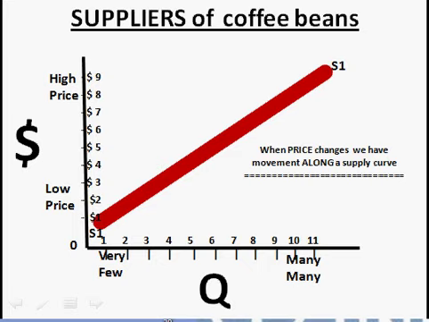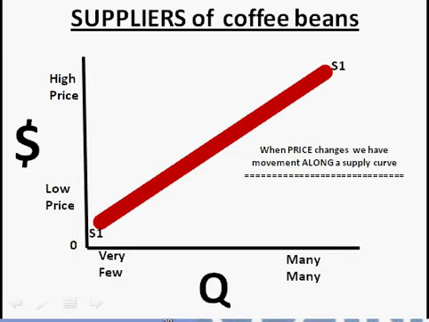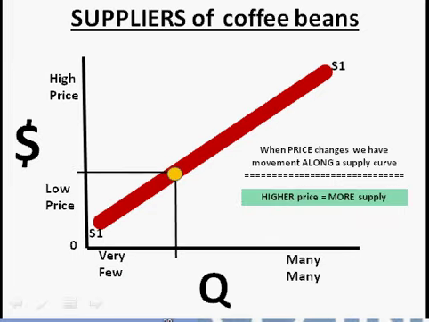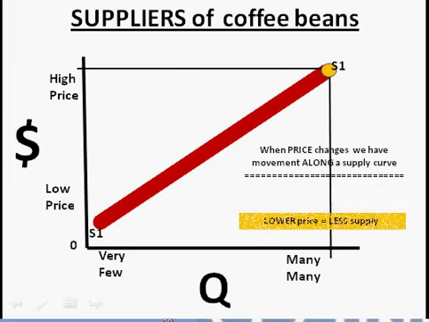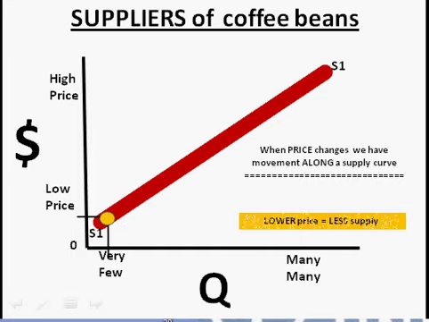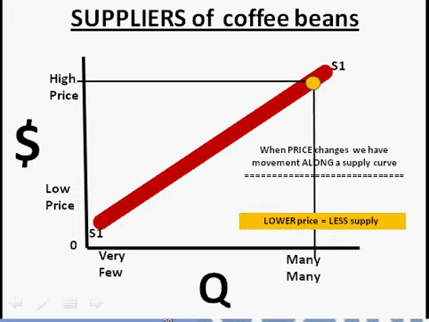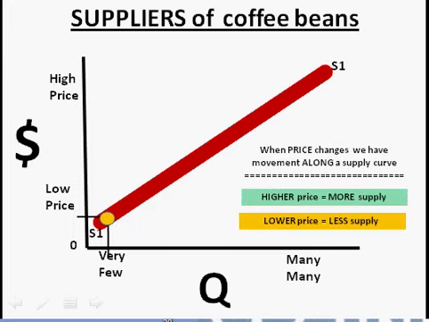Its shape slopes up and to the right, and what that tells us is that if the price is low, then the suppliers are going to want to supply a lot less of the item. And as the price increases, they'll supply a lot more. Lower price, a lot fewer. Higher price, a lot more. And why is this?